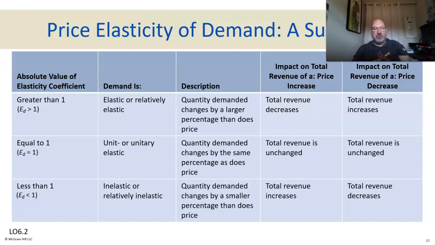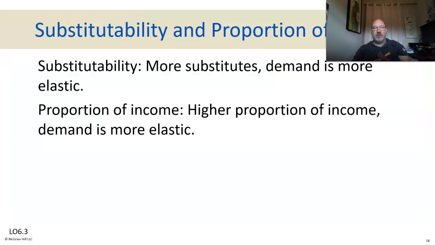If your elasticity coefficient is equal to 1, E sub D is equal to 1, you have a unitary elastic good. Quantity demanded changes by the same percentage as price. And whether price goes up or down, total revenue does not change. If your elasticity coefficient is less than 1, E sub D is less than 1, you have an inelastic or relatively inelastic good. Quantity demanded changes by a smaller percentage than price. If price goes up, total revenue goes up. If price goes down, total revenue goes down. So price moves with total revenue.